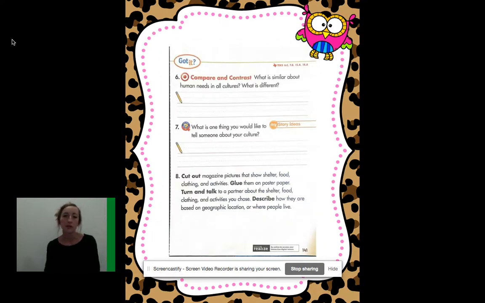Okay, on this one, it doesn't have a passage for us to read. So we're finishing up on this page. So we're going to do number 6, 7, and 8. And I'm going to read them to you and explain them to you. And you guys are going to do these on your own.